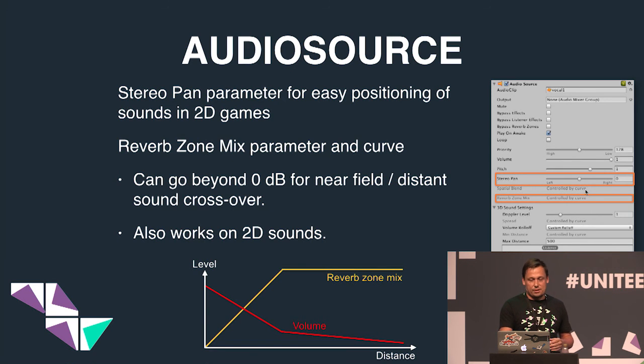This is what I've tried to draw down here. If the sound is very close, you want to hear mostly the direct sound without any reverb, and then if it moves away, the distance-dependent attenuation curve is attenuating it, but at the same time, we now have the possibility to push up the reverb zone mix, and that way the sound gets more washed out. Like you can hear it's far away. So that's a very useful effect, I think.